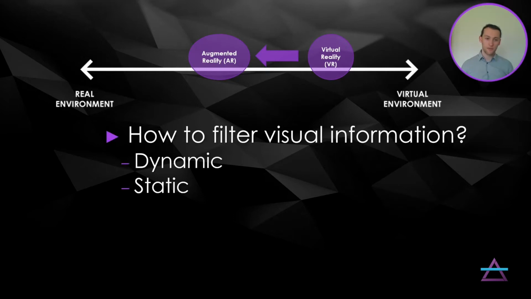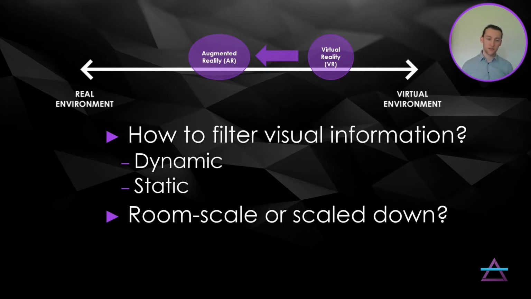We will do this by investigating different ways of filtering this information, which can be dynamic, changing over time, or a static selection of objects. We will also investigate different scales of this visualization, for example, room scale or a scaled down view. But before answering these questions, let's first take a look at the VR simulation which we used as an example in our study.